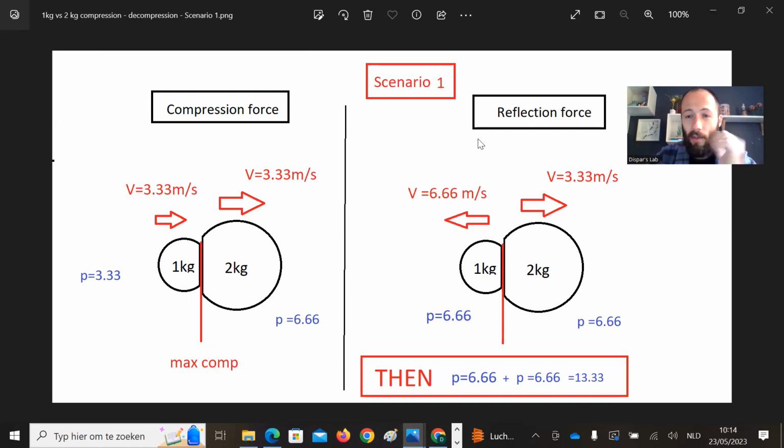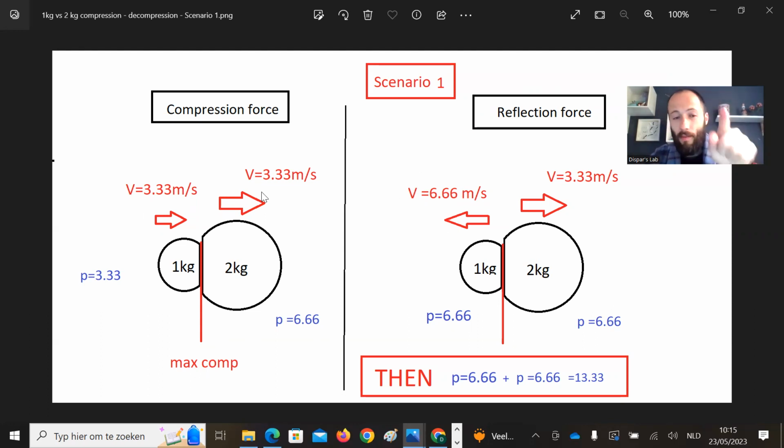So that means that in the reflection phase, the 1 kilogram should bounce back with 6.66 meters per second, because it was initially already going at 3.33 meters per second that way. So it has to bounce off at 6.66 meters per second in the other way. Okay, so the 3.33 will first decelerate to 0. At this moment when 0, the momentum is also 0, and then it will continue in the other direction, increasing again to 3.33. All right, so it has to be 6.66 meters per second.